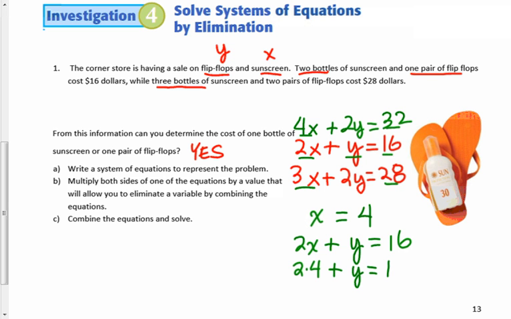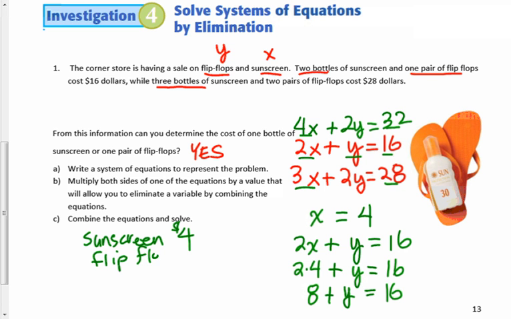Plus my flip-flops has to equal $16, so 8 plus a pair of flip-flops is $16. And that would mean that the flip-flops must be $8. Okay, so sunscreen is $4 a bottle, and flip-flops are $8. All right. We might want to check that in this original equation.